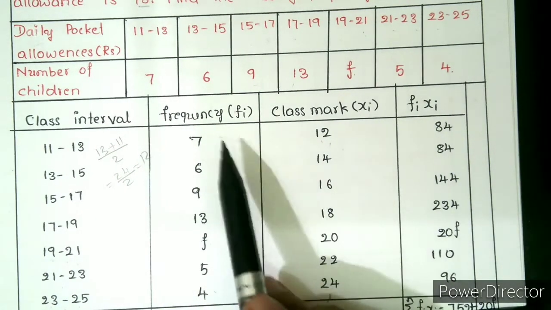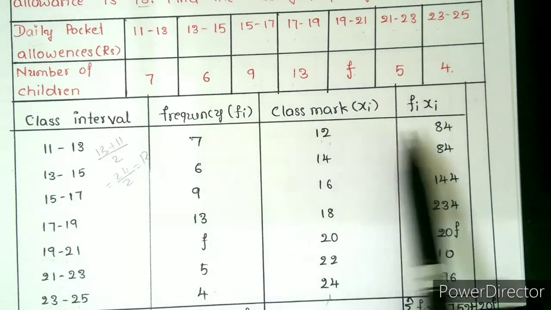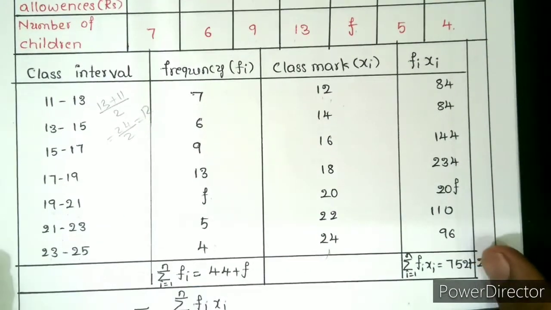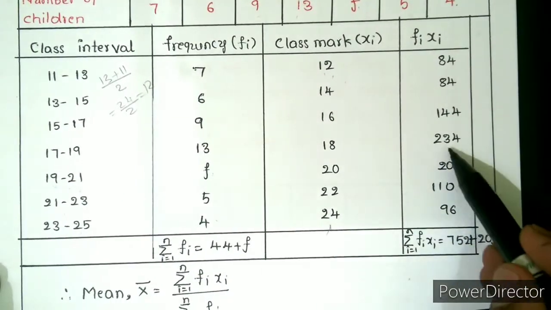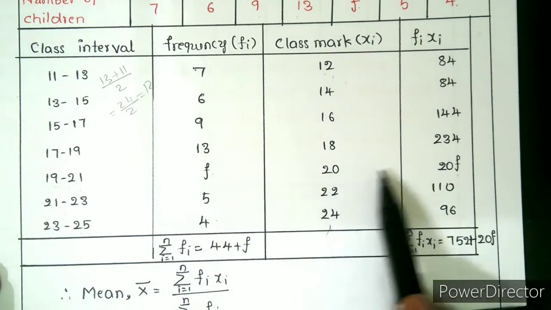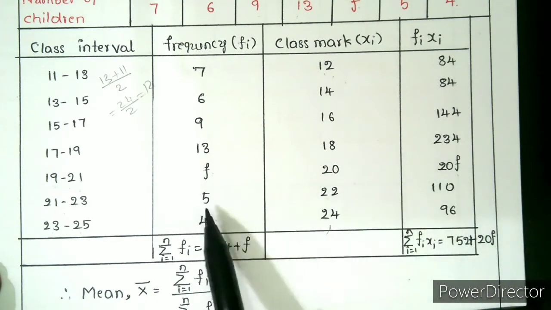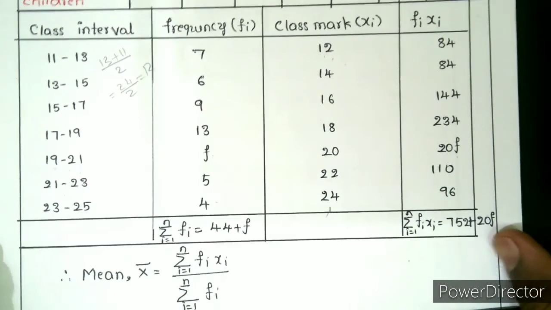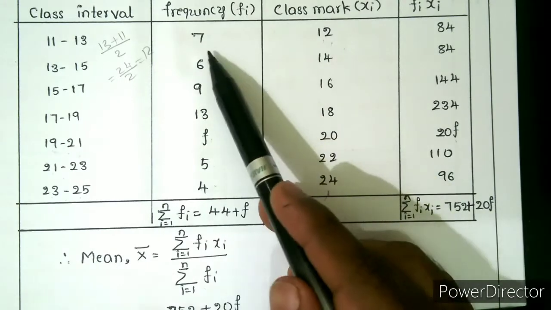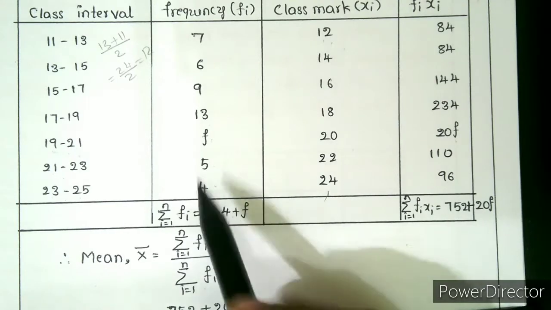Clear? So now multiply, so you go through the direct method here. So fi xi: 7 12s are 84, 6 14s are 84, and 9 into 16 you have 144, 13 into 18 is 234. For this one it is multiplication, therefore 20f. Suppose it is addition, 20 plus f. So here it is multiplication, you write 20f. 5 into 22 you get 110, and 4 into 24 you get 96. So when you add up 7 plus 6 plus 9 plus 13 plus 5 plus 4, you get 44 plus f.